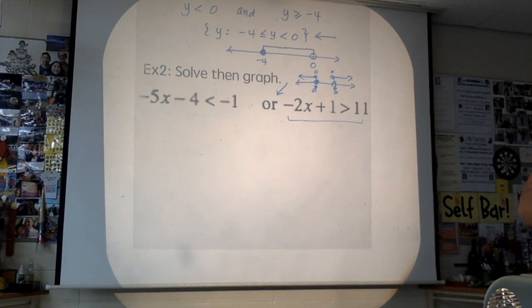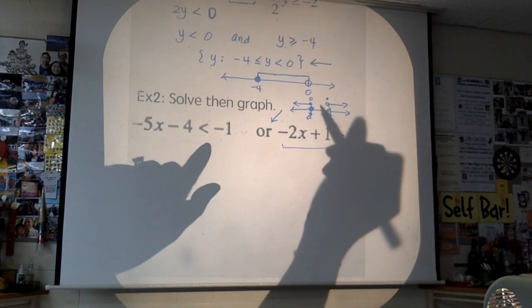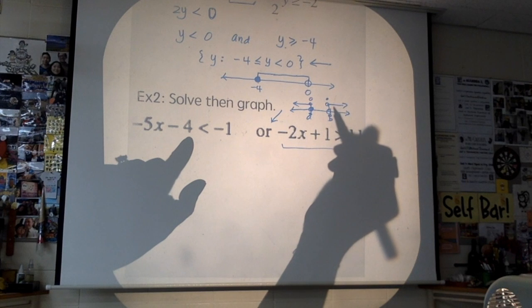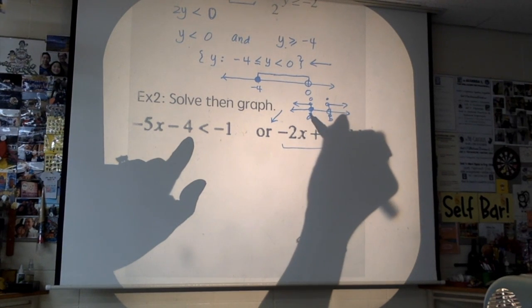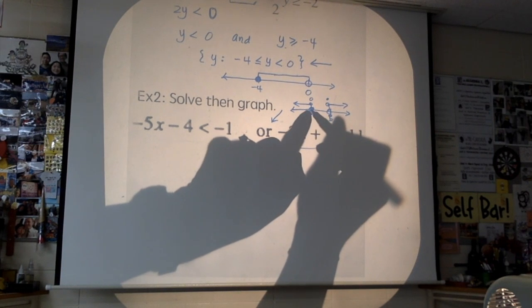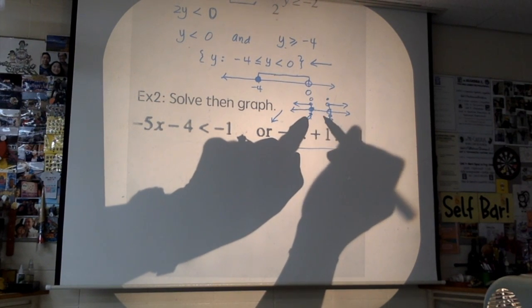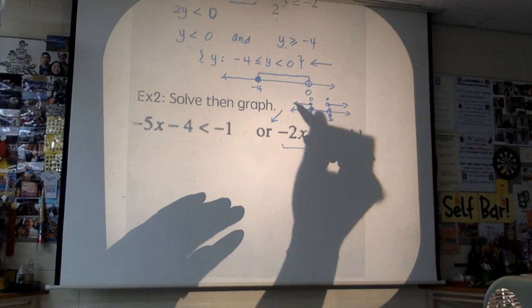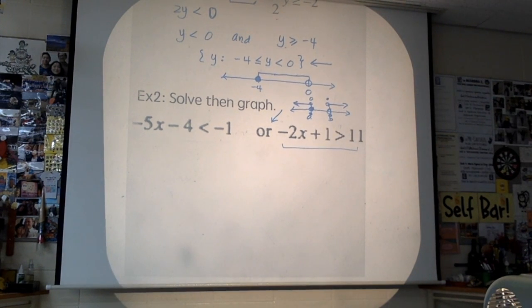How about here? Let's do an or. Or is simply the opposite. If you have less than A, that means you're going to go this way. It could be open, open, open, closed, closed, open, closed, closed, open, however the combinations, but you just know that the arrows are going to go in opposite directions.